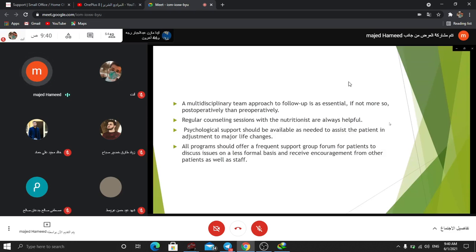Regular counseling sessions with the nutritionist are always helpful. Psychological support should be available as needed to assist the patient in adjustment to major life changes. All programs should offer a frequent support group forum for patients to discuss issues on a less formal basis and receive encouragement from other patients as well as staff.